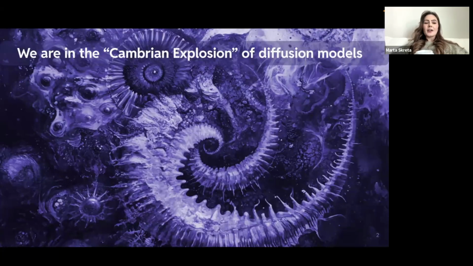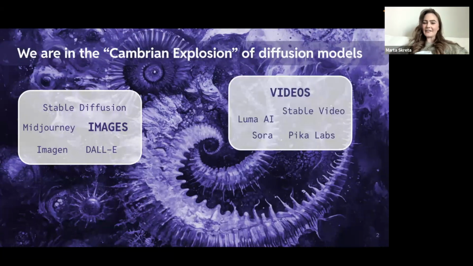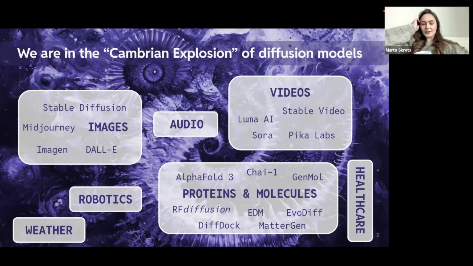Okay, so currently we are in a period that we will term the Cambrian explosion of diffusion models, and that's because every day there are so many new diffusion models on my Twitter and on arXiv, and these are in so many different fields, from images to videos, and something that's of particular interest to me is proteins, materials, and molecules. But in general, there are so many different subfields where diffusion models have just taken over by storm.